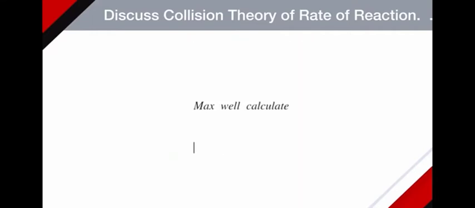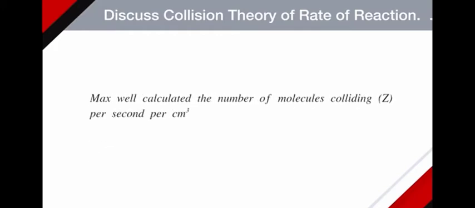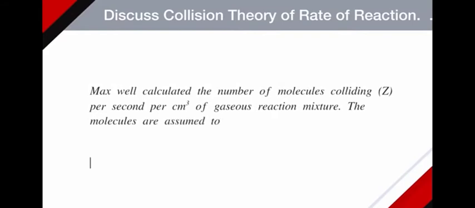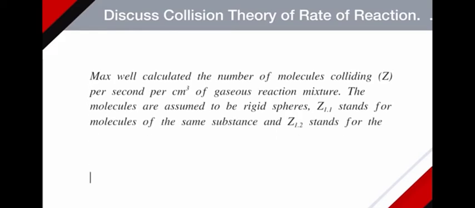Maxwell calculated the number of molecules colliding, Z, per second per centimeter cube of gaseous reaction mixture. The molecules are assumed to be rigid spheres. Z1,1 stands for molecules of the same substance and Z1,2 stands for molecules of different substances.